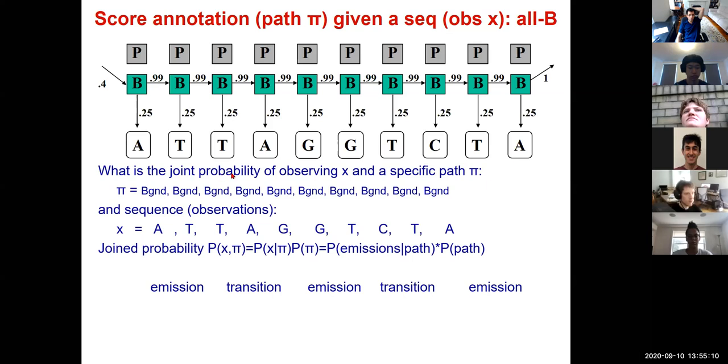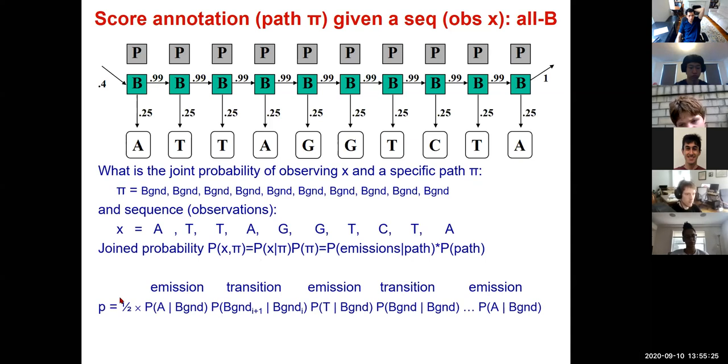So the joint probability of observing my sequence X and the specific path pi, given that the path is all background, is the probability of starting at a given state and then emitting a character from that state, transitioning from that state to the next state, and then emitting the next character, and then transitioning to the next state, and then emitting that character, and so on and so forth. So the total joint probability P of X comma pi is P of X given pi times P of pi. That's basically the probability of emissions given the path times the probability of the path. And it's basically that simple multiplication.